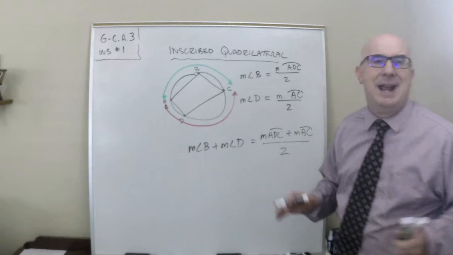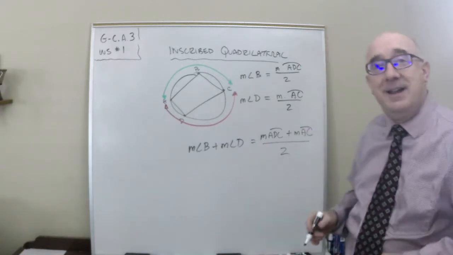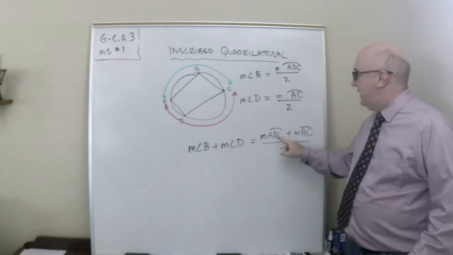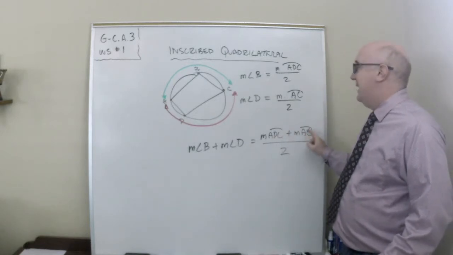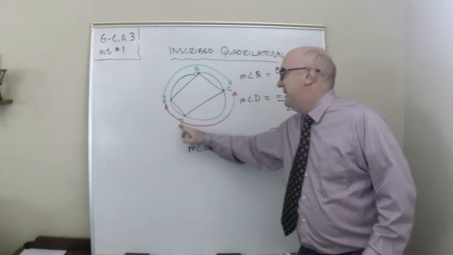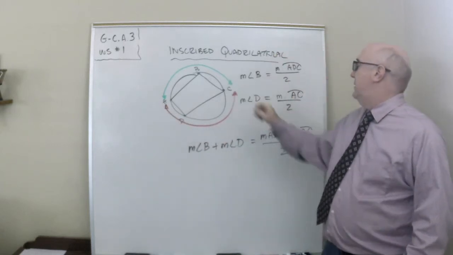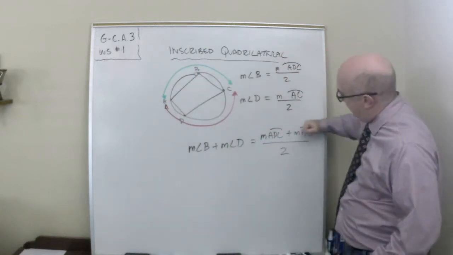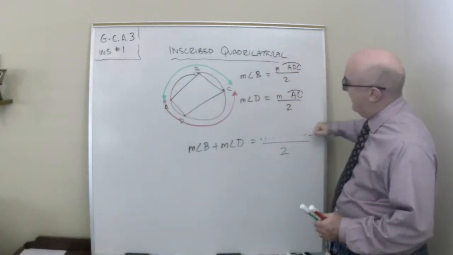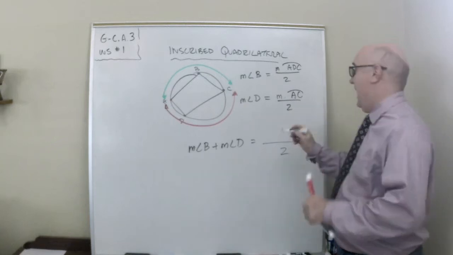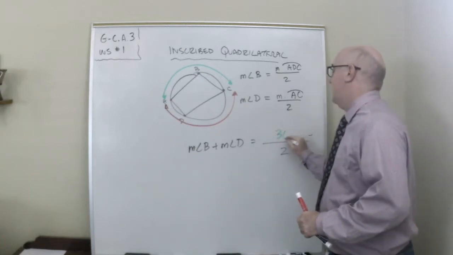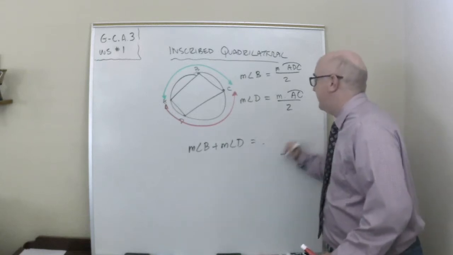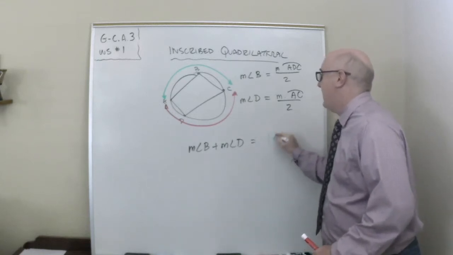Now this is getting out of hand. It looks like it's getting scary, but watch the cool trick right here. What does ADC and AC equal? ADC is the red, and AC is the green. Well, they together equal 360. So guess what? That is equal to 360, and 360 divided by 2 is 180.